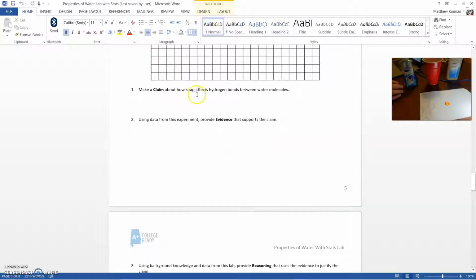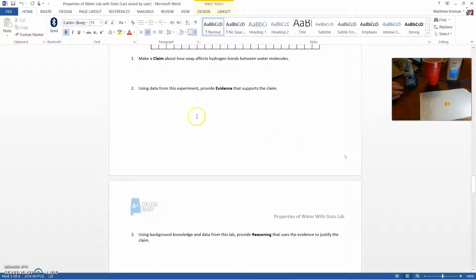Make a claim about how soap affects the hydrogen bonds between water molecules. So after watching the lecture on biochemistry of water and also reading what we read at the top of this paper, make a claim and be specific. How exactly is the soap affecting the hydrogen bonds between water molecules? And by all means, do a little bit of research. There's certain chemicals in soap that do something to the water molecules, but I'm going to let you look that up. And then it says, using data from this experiment, provide evidence that supports a claim.